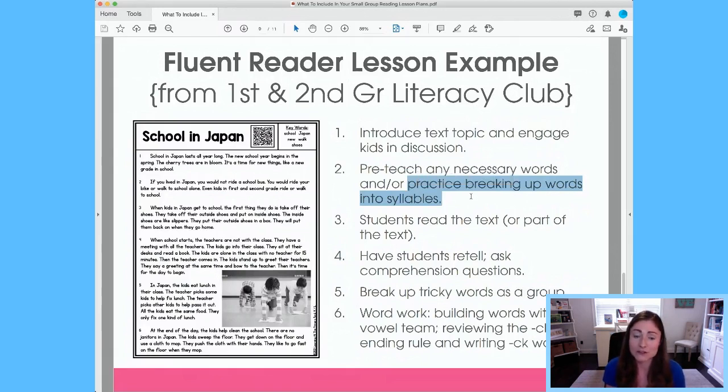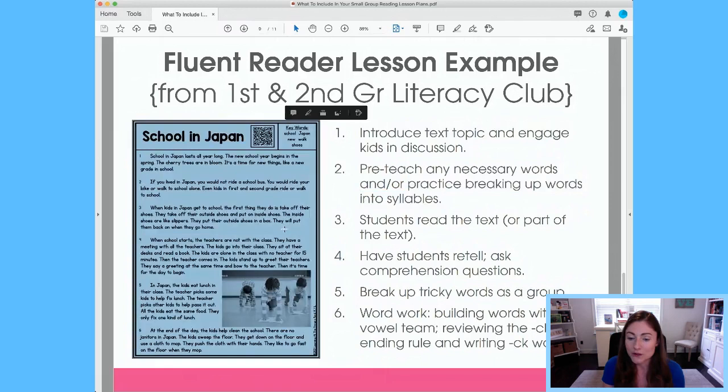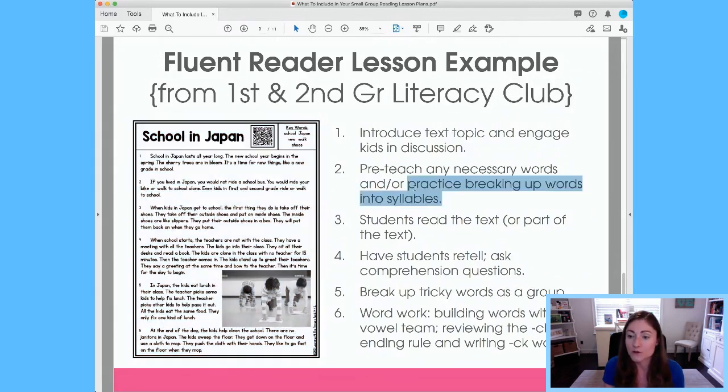I have instructions on my blog, learningattheprimarypond.com, if you need help learning how to teach kids to break up words into syllables. But at this fluent level, there's not a ton of multisyllabic words in this particular passage, but as they get higher and higher, there are going to be those words. And so you can help make the text more doable for them by pulling out a couple of the words and working on them beforehand.